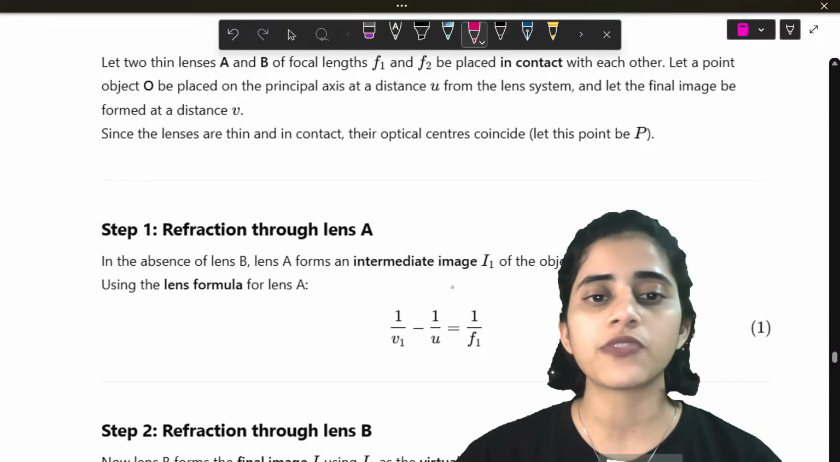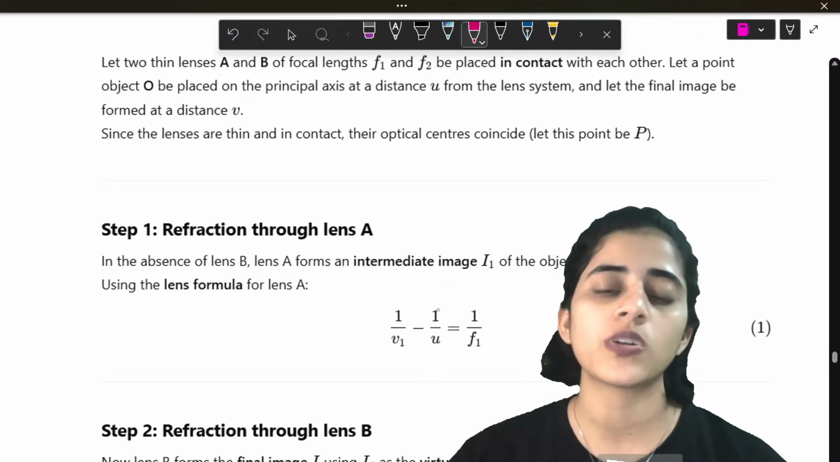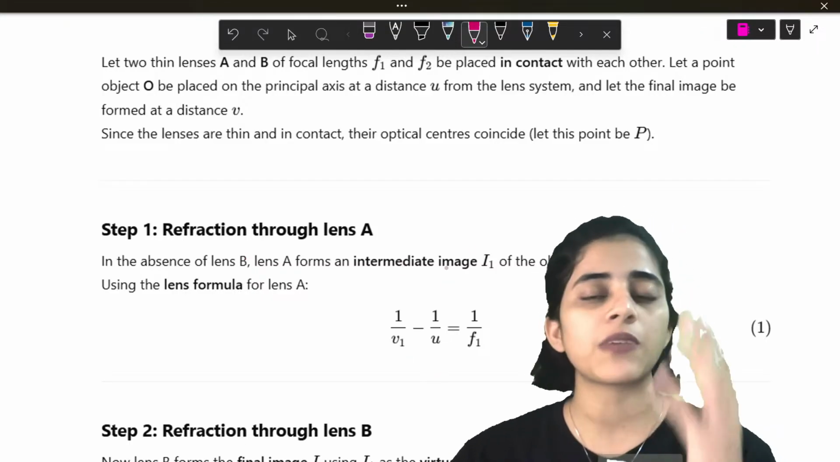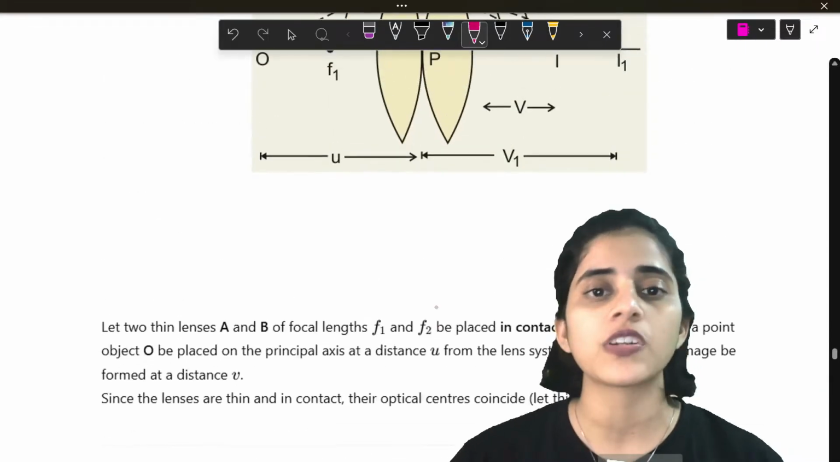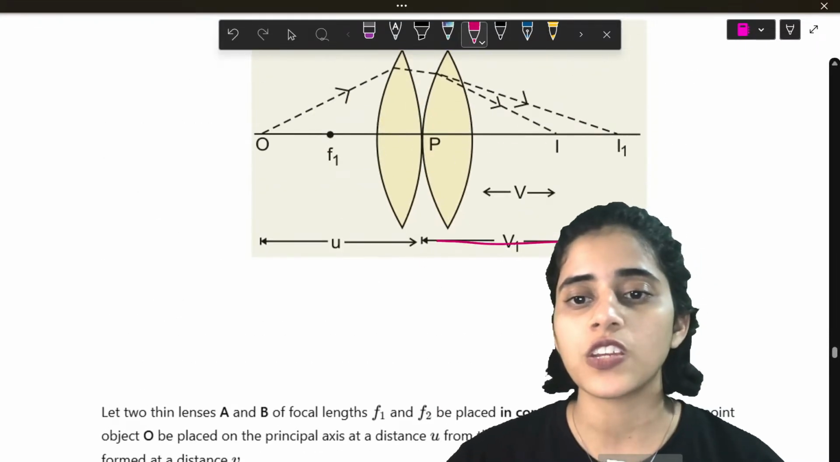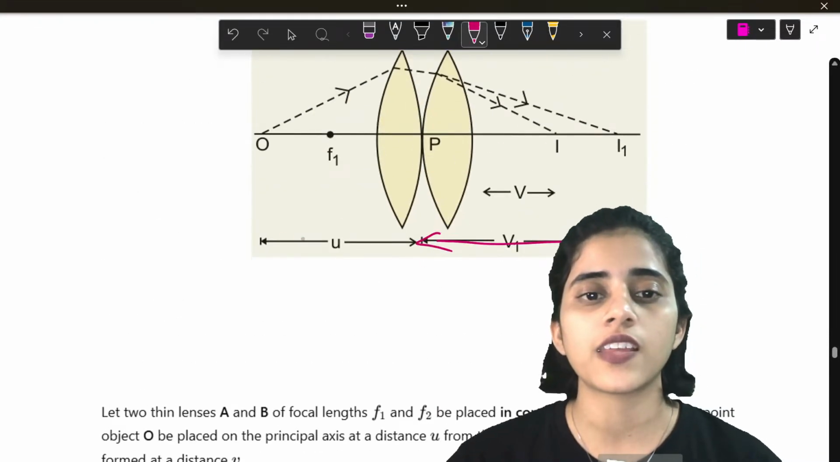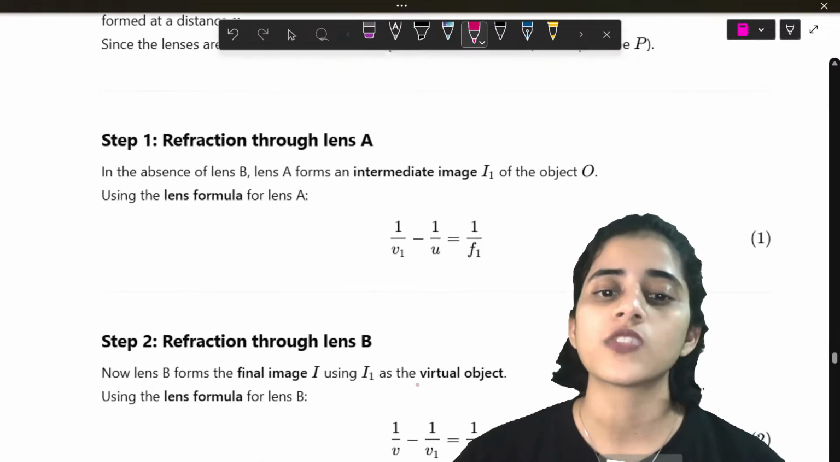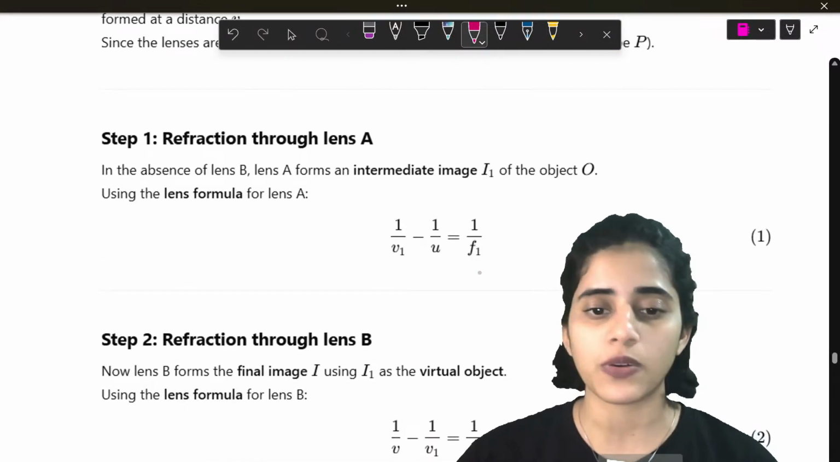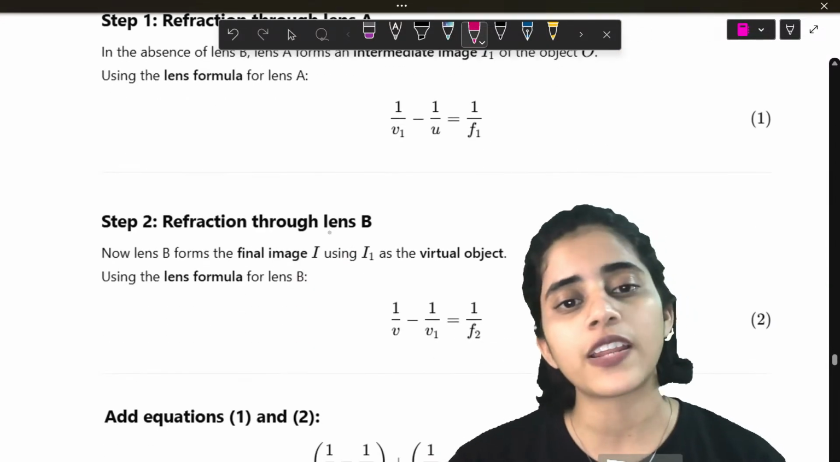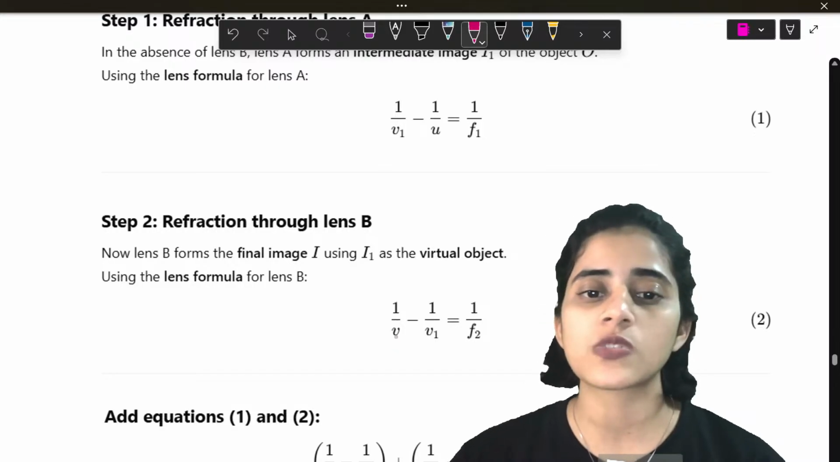Now, if you have refraction through lens A, what is the lens maker's formula? 1/v minus 1/u is 1/f. So v is v1, and f is f1. So 1/v1 minus 1/u equals 1/f1. Now for lens B, what is 1/v?